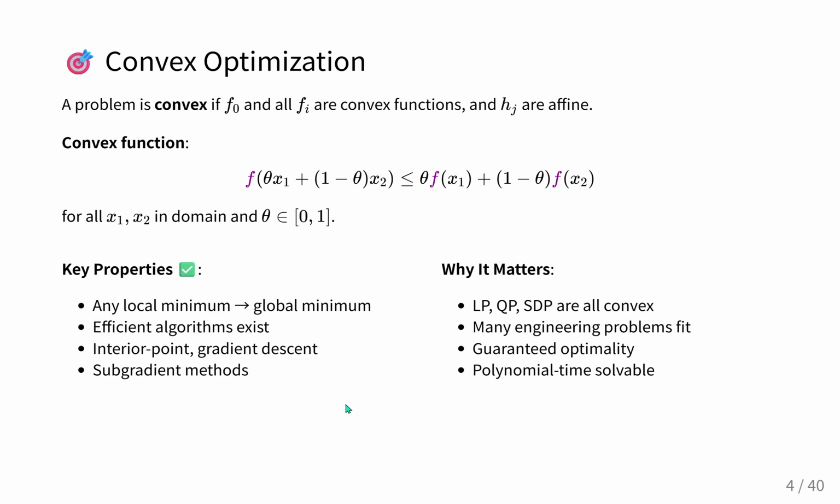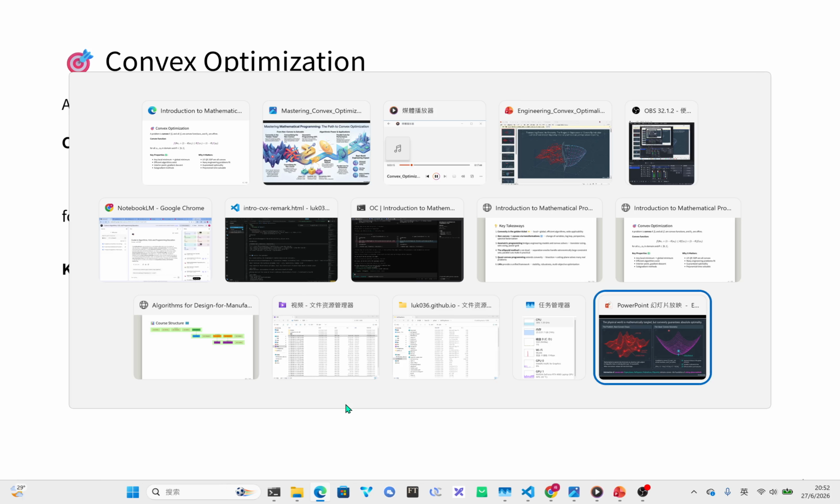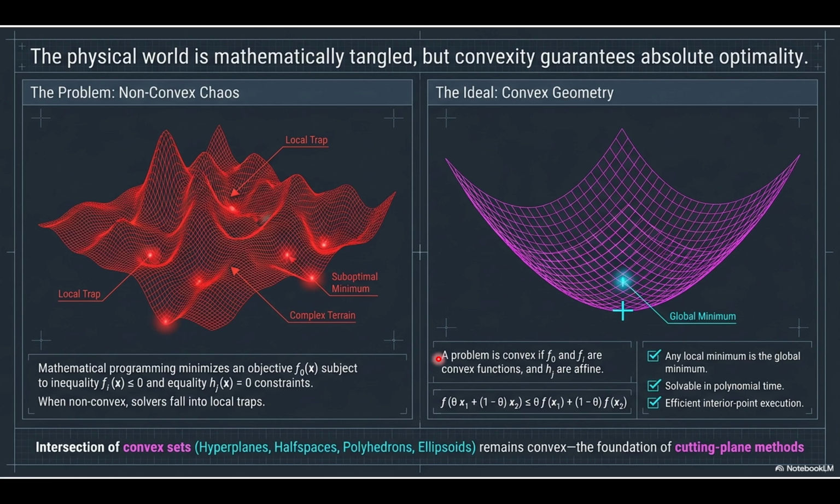A problem is strictly convex if the objective function and all inequality constraints are convex functions, and the equality constraints are strictly linear. Okay, so geometrically, what does that actually look like? Well, geometrically, if you draw a line segment between any two valid points in a convex space, that entire line stays inside the valid space. Oh, okay. So instead of a foggy mountain range, convex optimization is like standing in a giant, perfectly smooth parabolic bowl. If you drop a marble anywhere in that bowl, it's always going to roll to the absolute bottom.